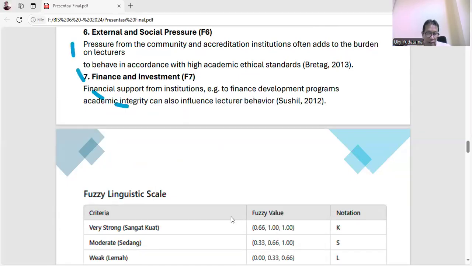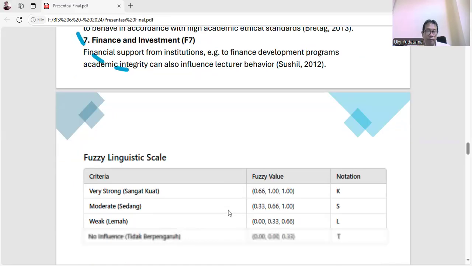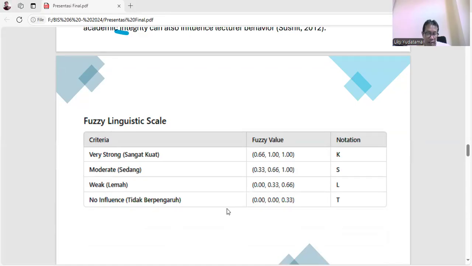7. Finance and investment. Financial support from the institution, such as funding for academic integrity development programs, can directly impact lecturer behavior. Providing resources for ethics training and other integrity enhancing programs ensures that lecturers have the necessary tools and motivation to uphold ethical standards. Fuzzy linguistic scale.